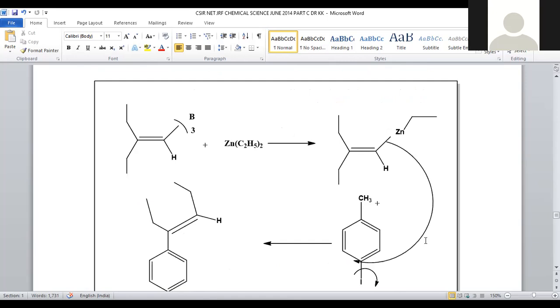Now let us see the sequential steps involved in the reaction. We are taking a trialkyl boron. This is a system called trialkyl boron. Trialkyl boron with a diethyl zinc. Being zinc is divalent, so it is attached with the two alkyl groups. So diethyl zinc will be added to this alkyl borane. So what happens? One of the alkyl groups will be attached with the zinc, so that the zinc is now attached with one side ethyl, on the other side this olefinic system will be added, right?